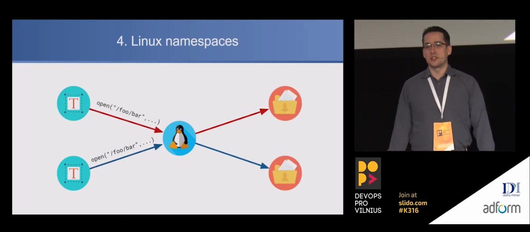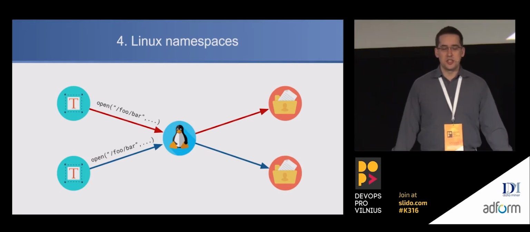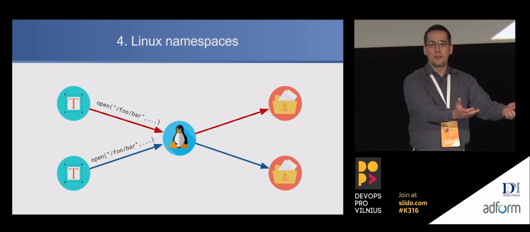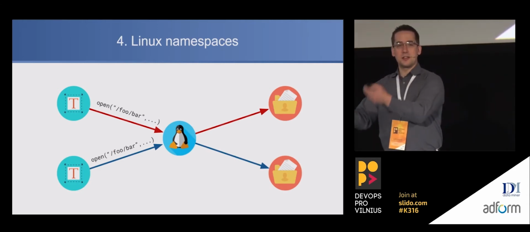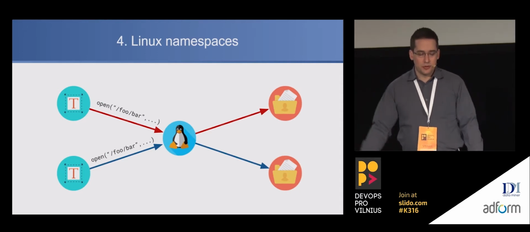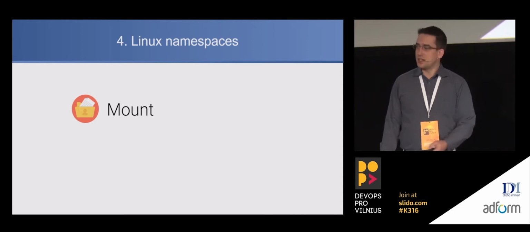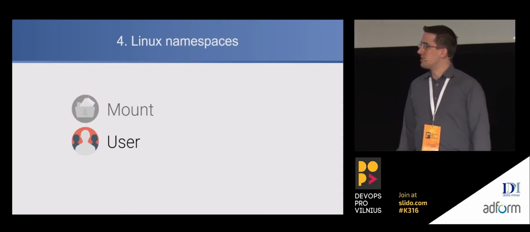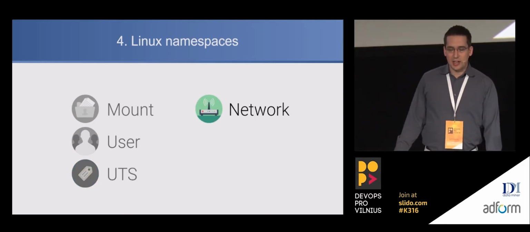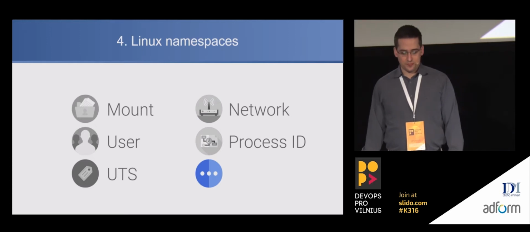However, in Linux, we now have the ability, actually we had this ability for a long time, to separate this. So one process sees one folder or one file, and under the same name, a separate process is going to see a completely different file. And this is what Linux does under the hood. So we can do this with many things, like mount points, we can have separate users, we can have separate machine names, we can have separate network interfaces, process IDs, and a bunch more stuff.